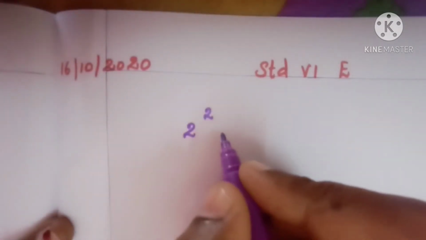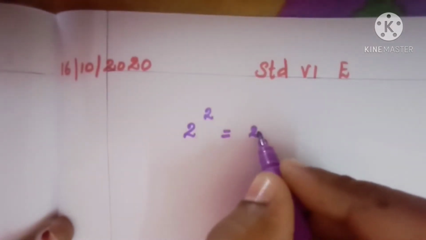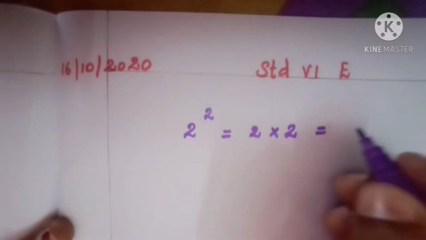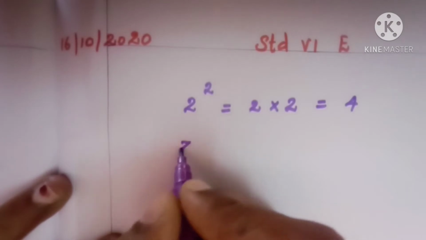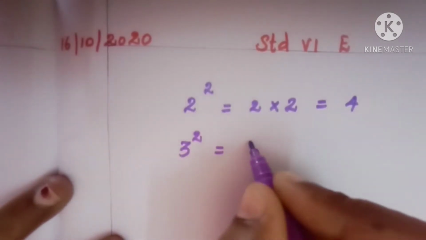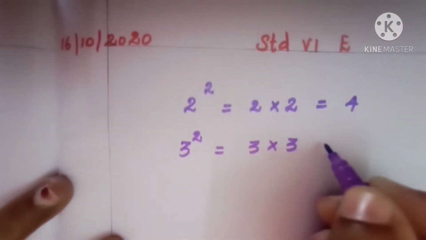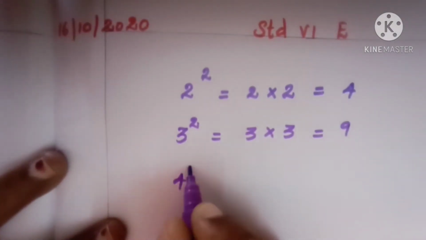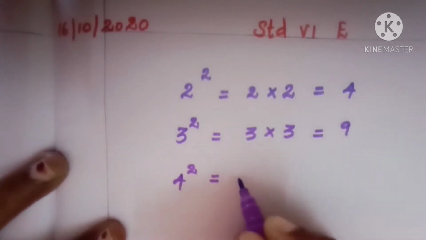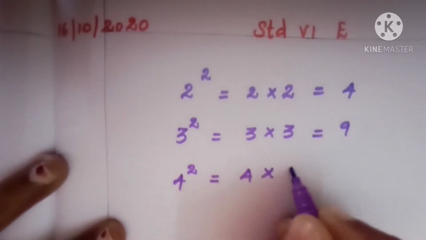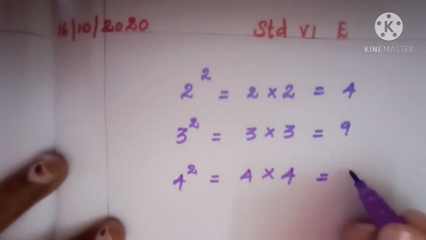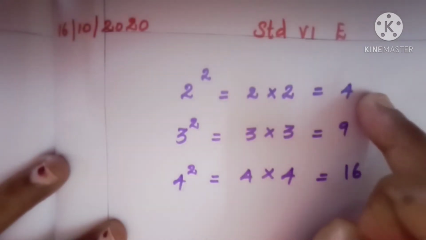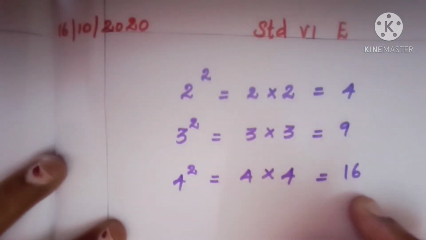What about 2 square? 2 square means 2 into 2. 2 2s are 4. And what about 3 square? That means 3 into 3. 3 3s are 9. What about 4 square? 4 square means 4 into 4. 4 4s are 16. Here we get 4, 9 and 16.